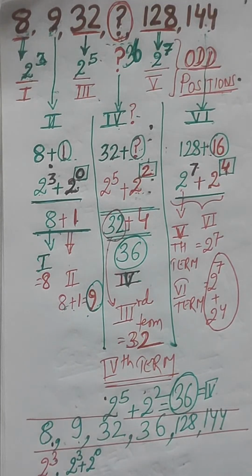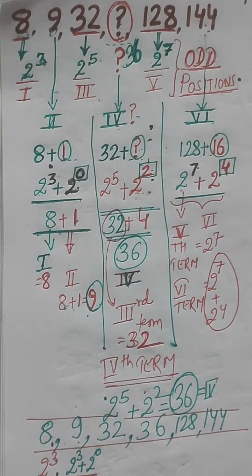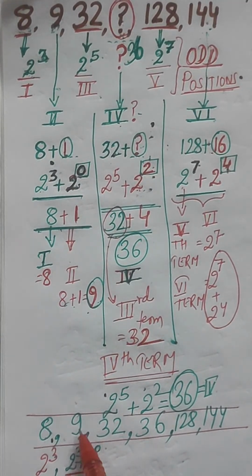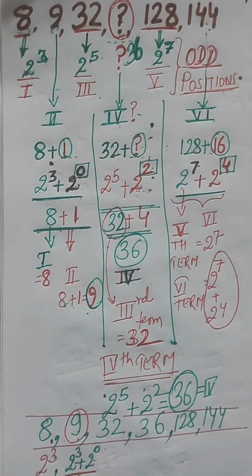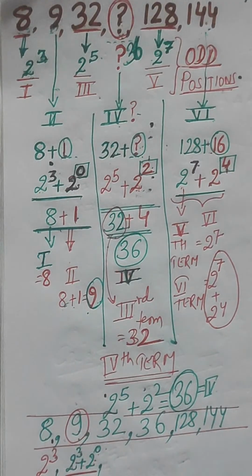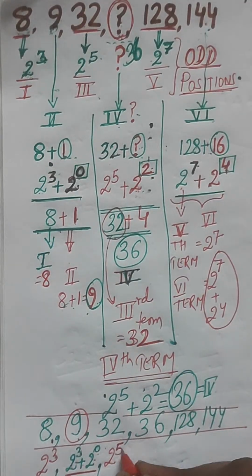Here, 2 power 3 plus 2 power 0. 2 power 0 is 1. So 2 cube will be 8, and 8 plus 1 will be 9. So the first term plus 2 power 0 will be the second term, 9. So 9 will be 2 cube plus 2 power 0, right? And what is 32? 32 is 2 power 5, right?